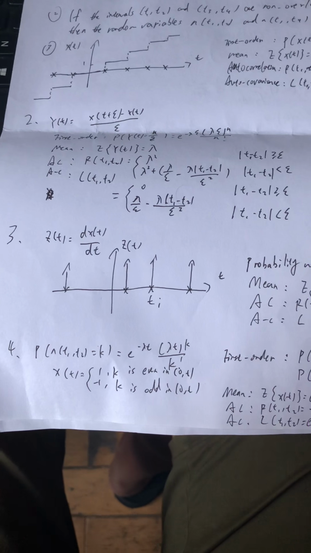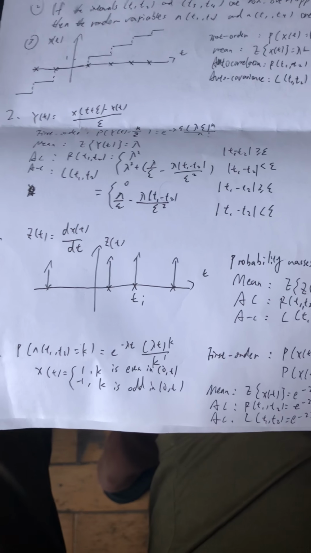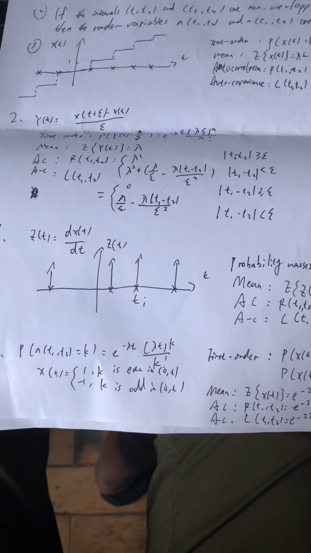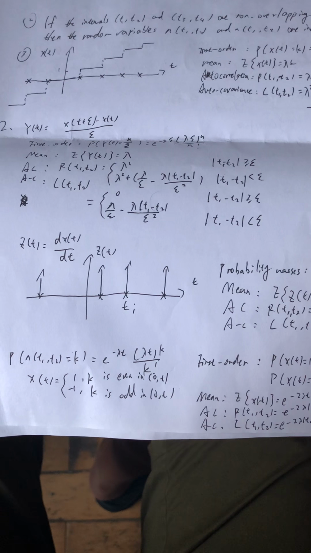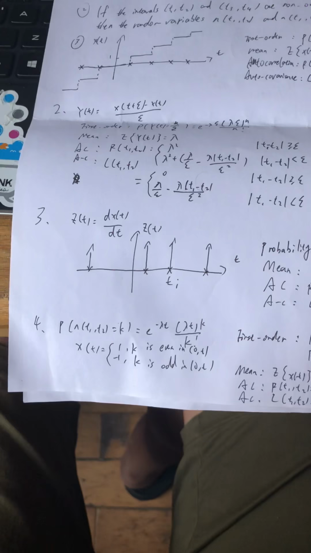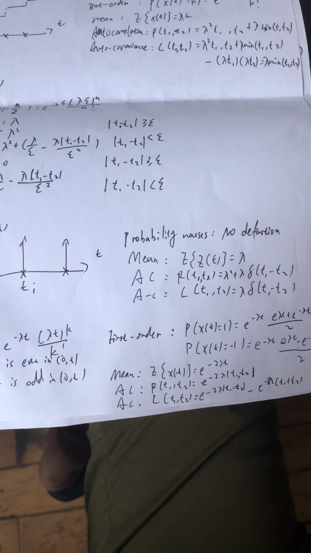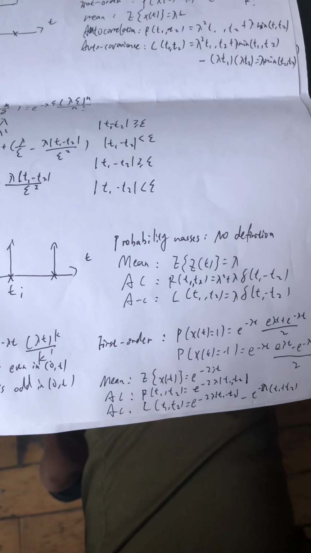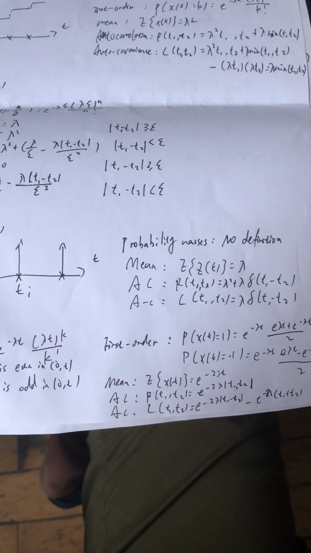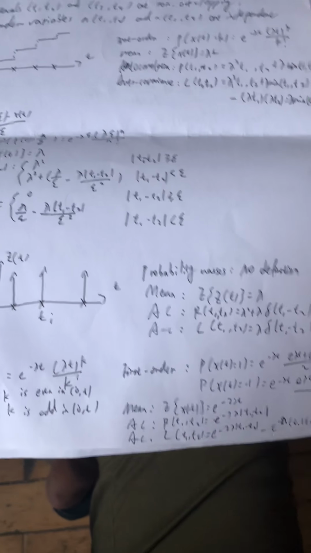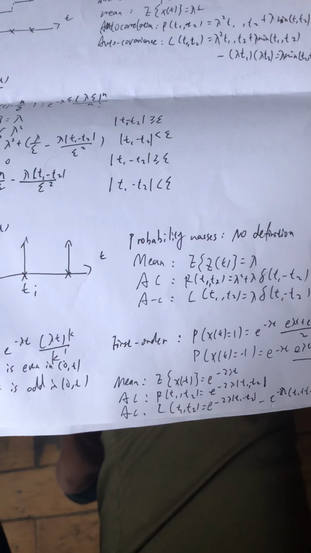For the third one, the Poisson impulse process is defined as z(t) equal to the derivative of x(t), dx(t) over dt, where x(t) is the Poisson process. Here's the graph for it. The probability mass has no definition. The mean of it is E[z(t)] equals lambda. The autocovariance is C(t1,t2) equal to lambda squared plus lambda delta of t1 minus t2.